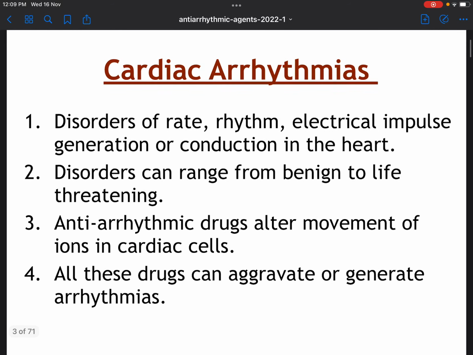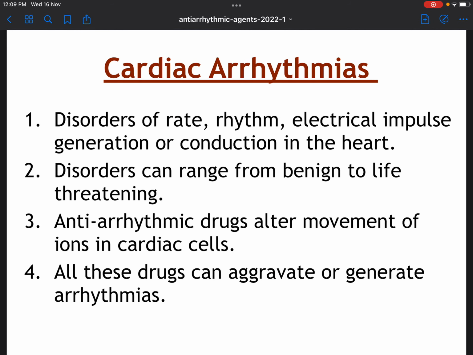So what are cardiac arrhythmias? We have disorders of the rate. This is the first type that we talked about. Make sure I cover everything.